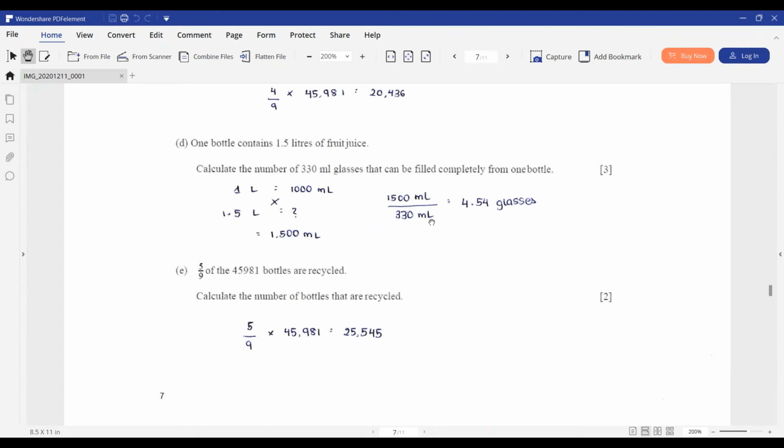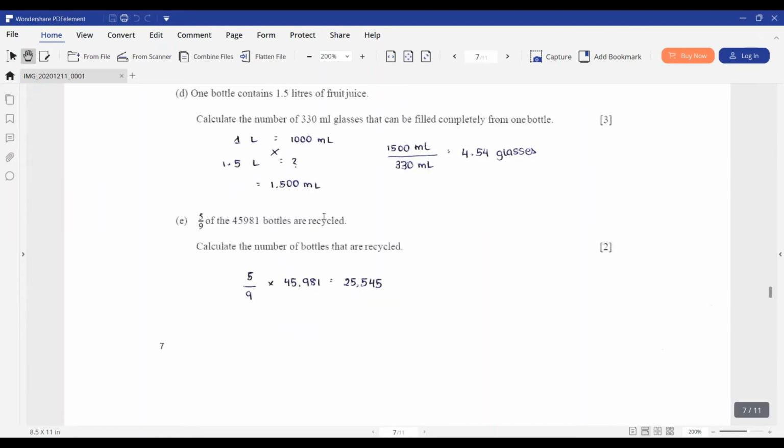Now we're going to take 1500 over 330 milliliters. The reason we do this is we want to know how many glasses can be filled. So we're going to take the total ml over the sample size ml. So 1500 divided by 330 gives us 4.54 glasses. So that's the number of glasses that can be filled completely from one bottle of fruit juice.